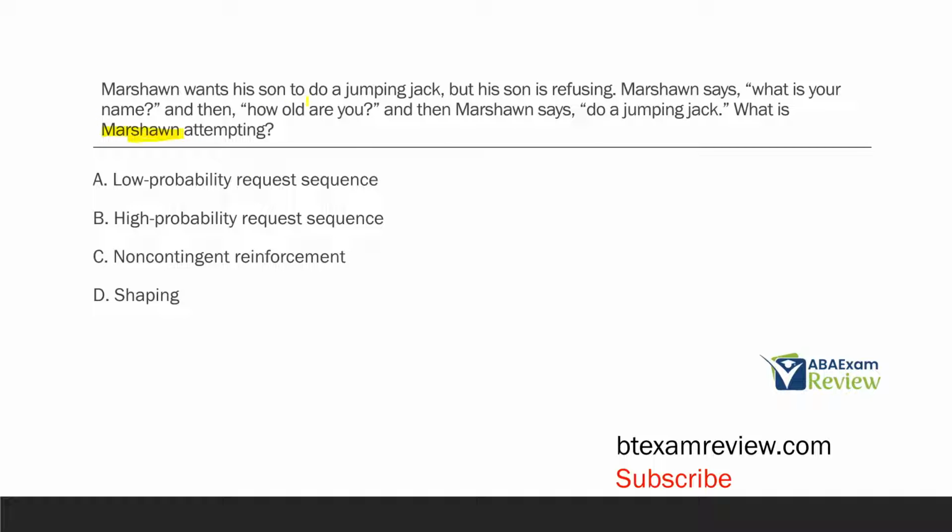What is Marshawn doing? Well, he wants his son to do a jumping jack, but the son does not want to. So Marshawn says, "What is your name?" And then, "How old are you?" And then he says, "Do a jumping jack." It's the only information we have. We have to go by the information that they give us. Now, do we know if Marshawn's son can say his name or say how old he is? We don't. We just know that's what Marshawn is asking, followed by do a jumping jack.